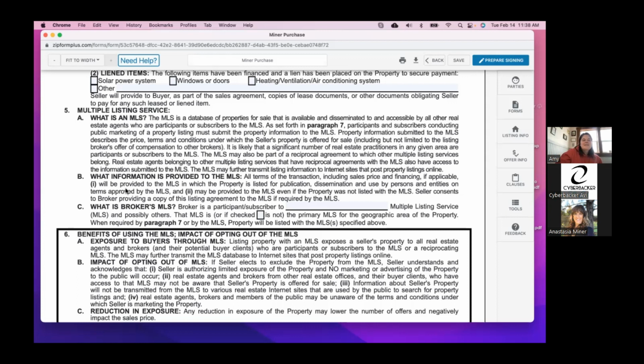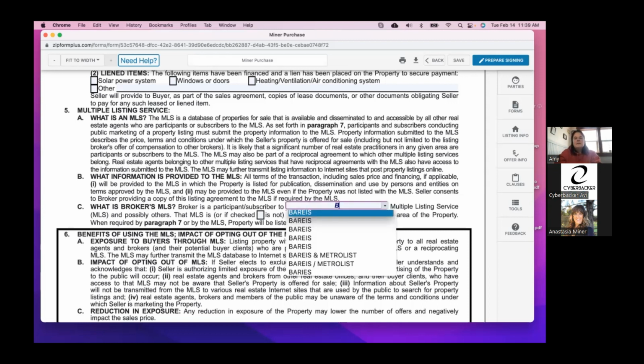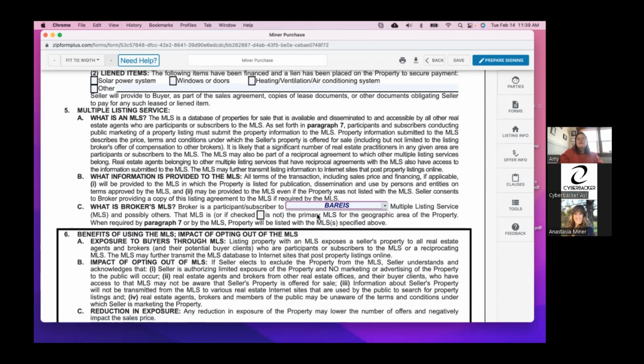Seller consents to the broker providing a copy of this listing agreement to the MLS if required by the MLS. What is broker's MLS? The broker is a participant subscriber to blank MLS service. For the most part, this is going to be Barry's. Okay. It could be MetroList. We actually belong to several different MLSs. So depending on where the property is listed, just find out what the primary one is, and you can ask the broker, are we a subscriber to that?